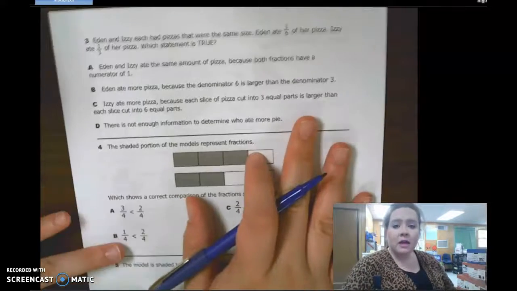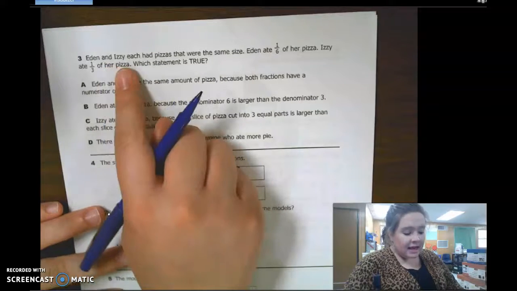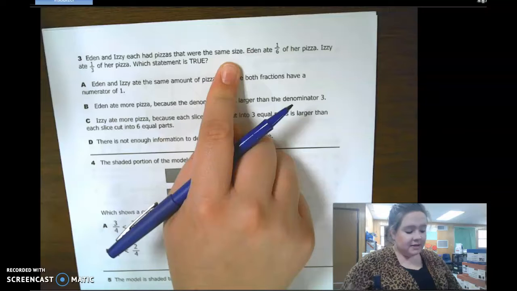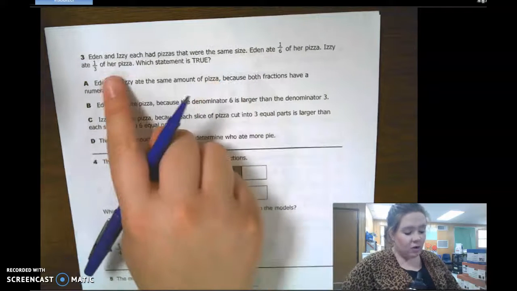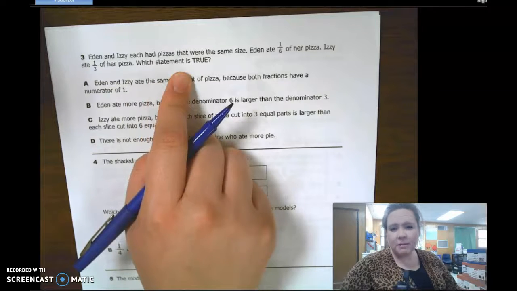All right, you guys are getting really good at comparing fractions. Okay, let's look at number 3. Eden and Izzy each had pizzas that were the same size. Eden ate 1/6 of her pizza. Izzy ate 1/3 of her pizza. Which statement is true? I'm going to give you a second to read that by yourself.